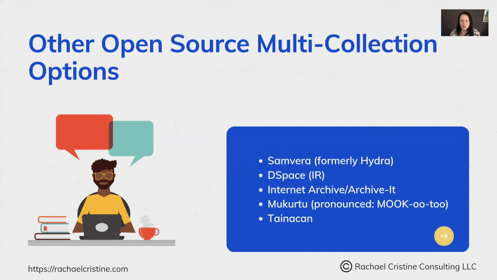Internet Archive slash Archive-It. This is an example where, for Archive-It, the majority of the code and foundation was built on open source, even though Internet Archive owns Archive-It. So that's one of those use cases there.